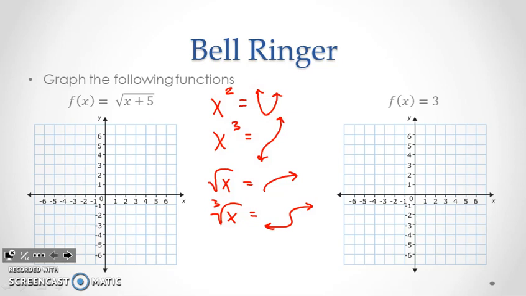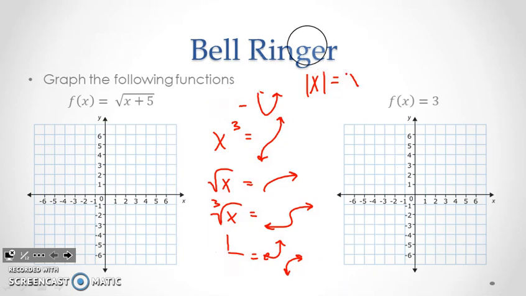What else am I missing? 1 over x. Okay, that's my asymptotes. Oh, and absolute value of x. I think those are the main ones you're going to see. I don't think you'll see an exponential function on those. But you do want to remember all of those parent functions because these parent functions are going to show up when we do our piecewise functions.